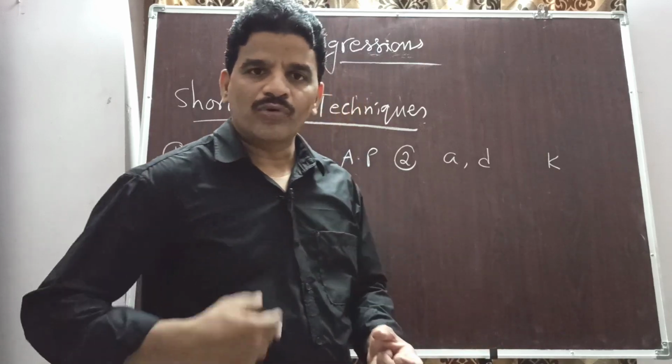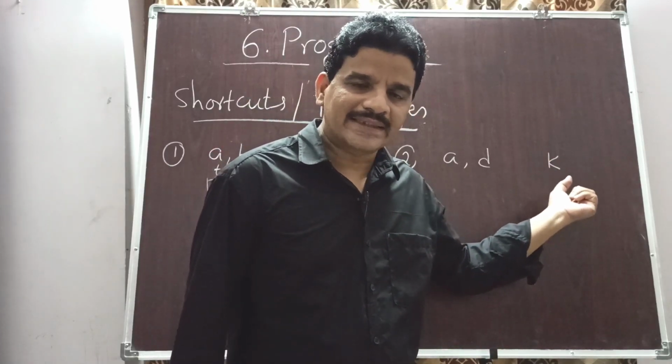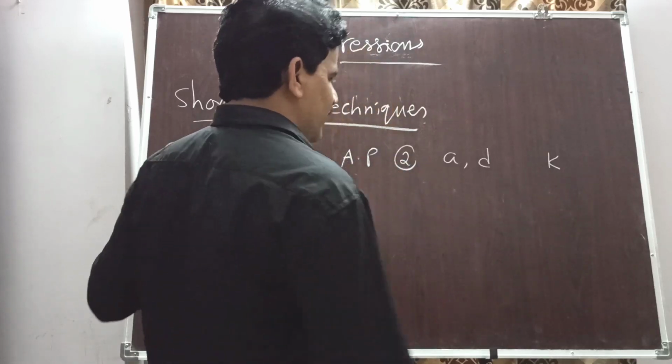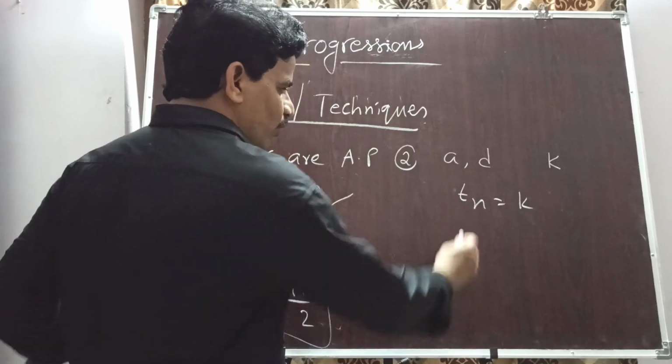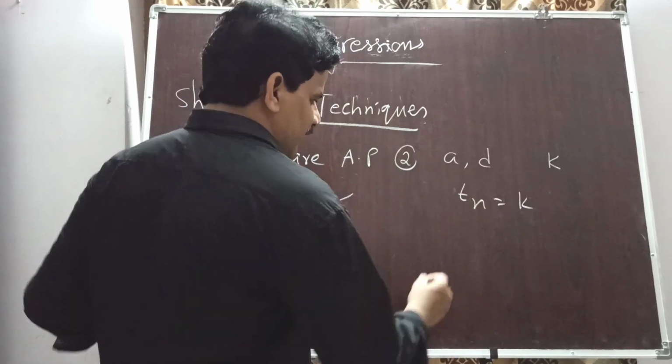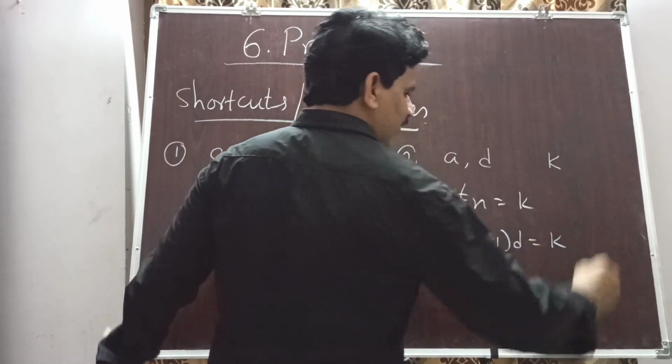Which term means we have to find n. We have to consider that the term will be the nth term or general term Tn. So therefore Tn equal to k. So what is the Tn? Nth term: a plus (n minus 1) into d equal to the given number.